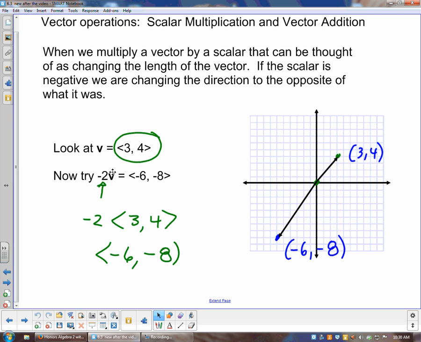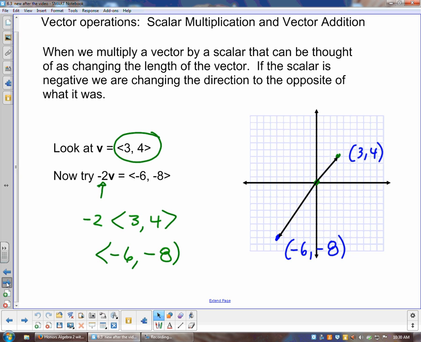And so you're familiar with, if you have a scalar like -2, you can multiply that through to get your new vector. And for this example, the original vector v was ⟨3, 4⟩, which meant it goes from 0, 0 to the ordered pair 3, 4. And if we want -2 times that vector v, that would be ⟨-6, -8⟩, which means it's going in the opposite direction, and it's twice as long.